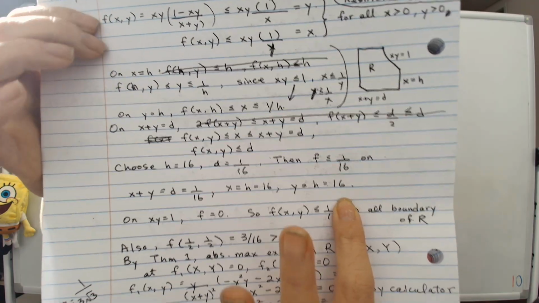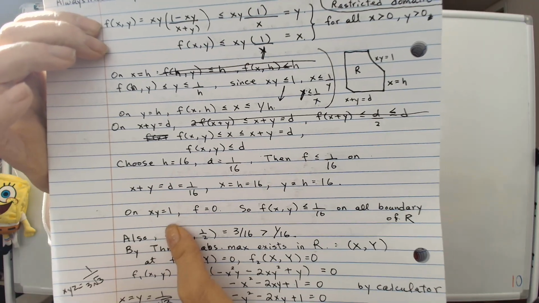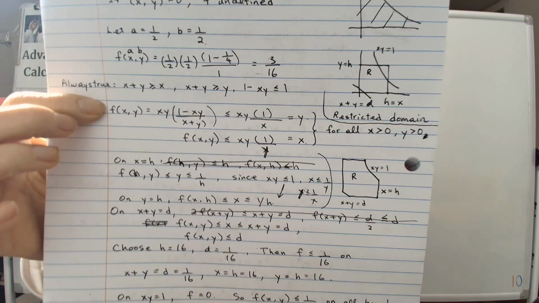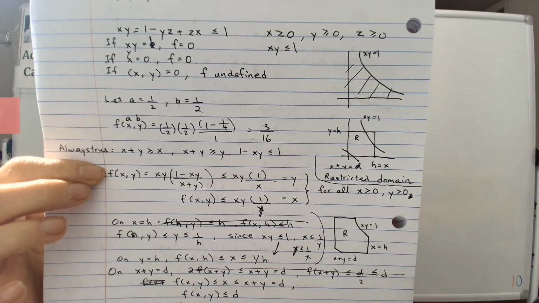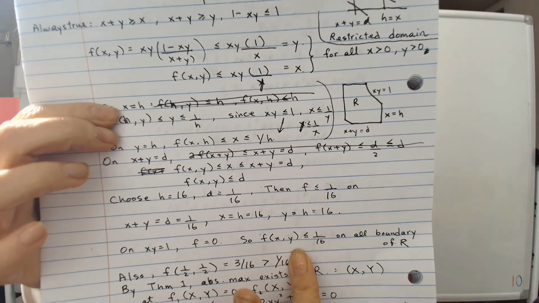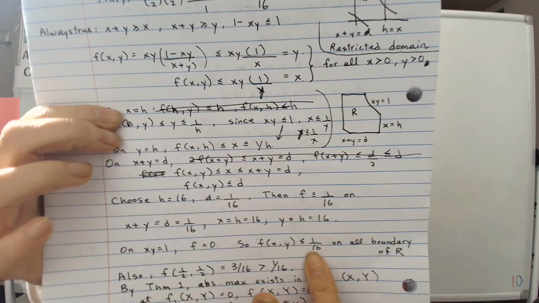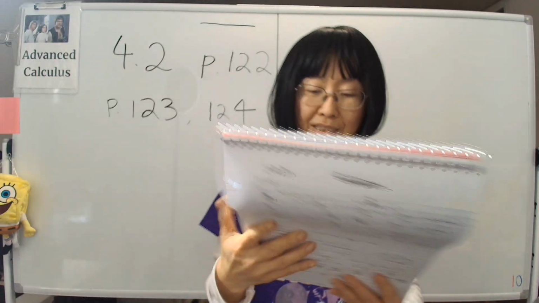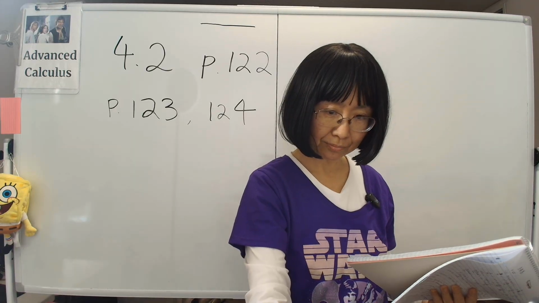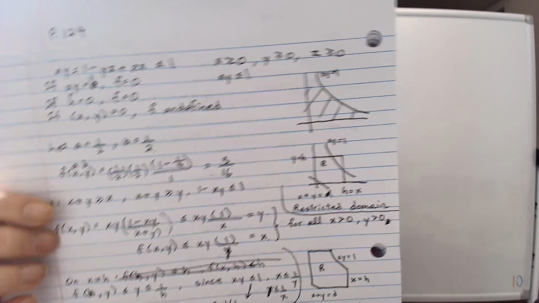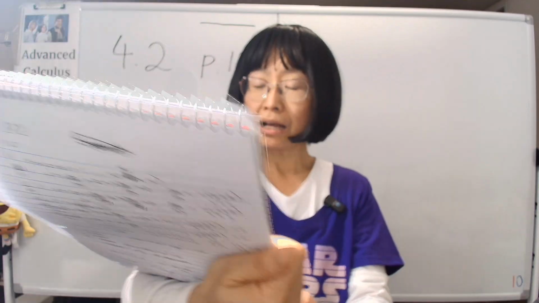from here or here. And then on the xy equals 1 line, f is simply 0. I think we had that from earlier somewhere. Wherever it is, anyway, it is 0. So that proves that f of x, y is going to be less than 1/16 on the entire boundary of the region R that we just defined. I just want to make sure that if xy equals 1, the function f is simply 0. Okay, we have it written down right here.